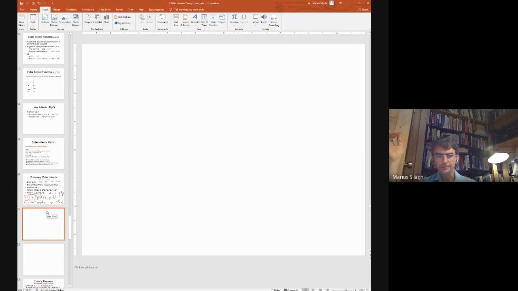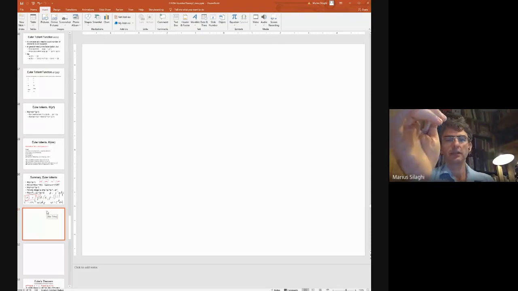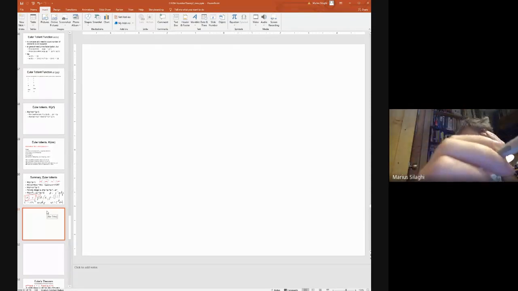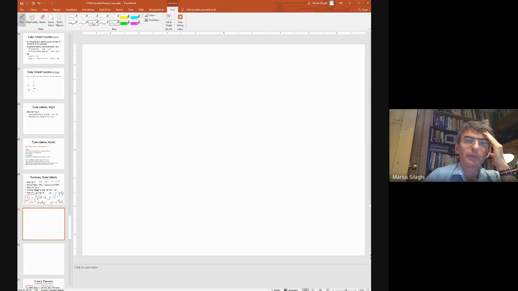Euler Theorem. So let's remember first how we found the Fermat theorem. Fermat theorem was saying that for any prime p, we can write that some number a at power p minus 1 is going to be equal to 1 mod p.